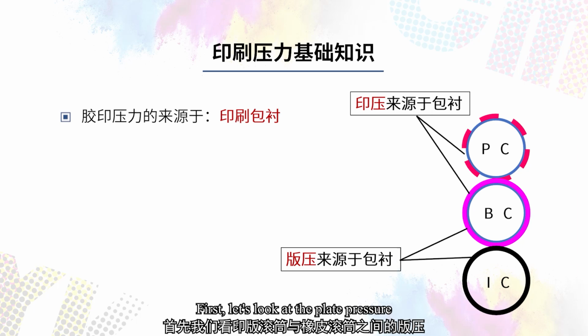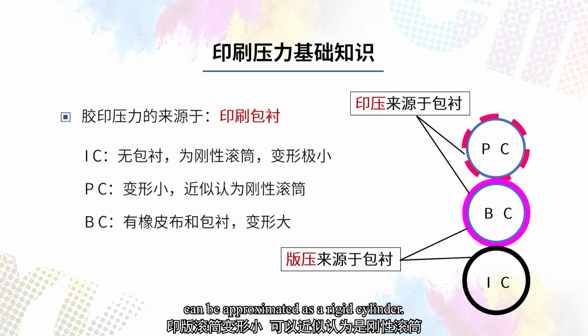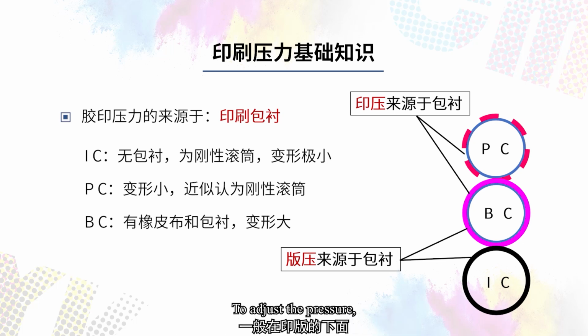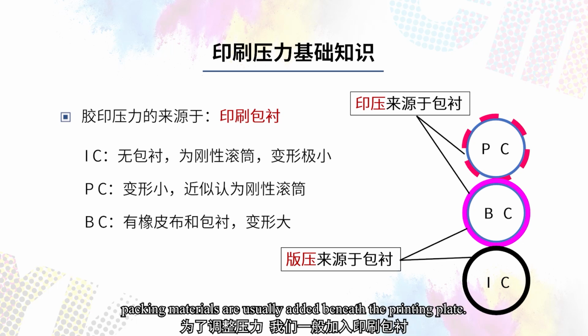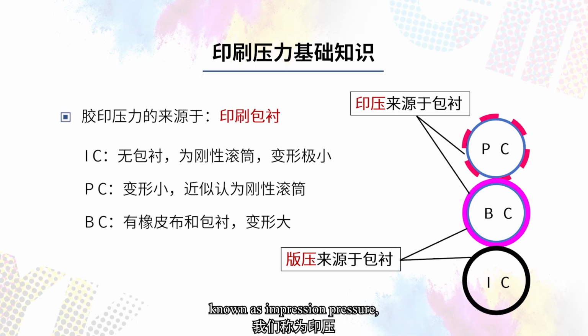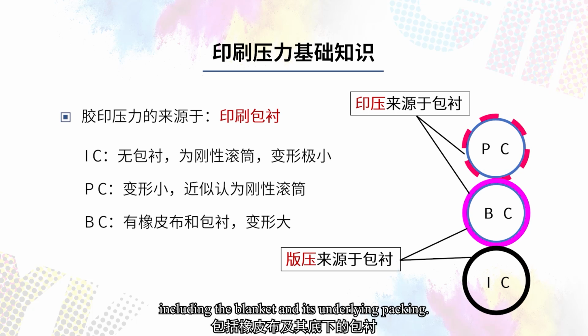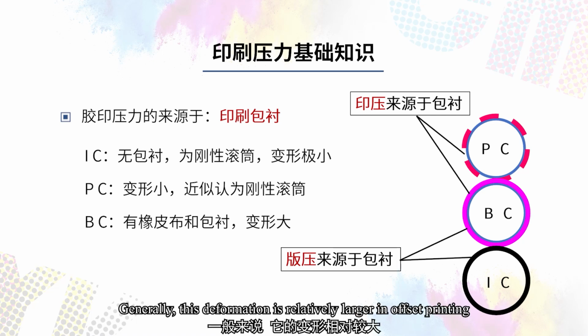First, let's look at the plate pressure between the plate cylinder and blanket cylinder. The plate cylinder has minimal deformation and can be approximated as a rigid cylinder. To adjust the pressure, packing materials are usually added beneath the printing plate. Second, the pressure between the blanket cylinder and impression cylinder, known as impression pressure, comes from the packing materials on the blanket cylinder, including the blanket and its underlying packing. Generally, this deformation is relatively larger in offset printing.